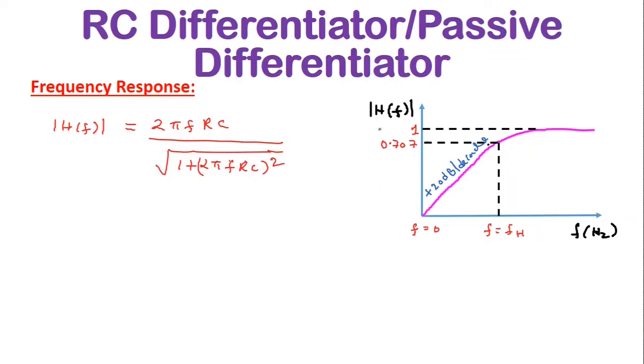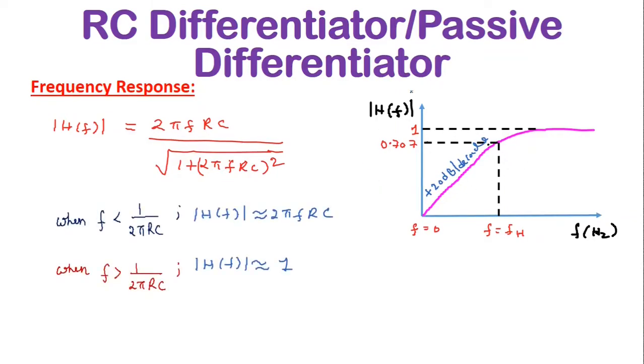From this magnitude response we can derive two equations. If the frequency is less than the cutoff frequency fH, that means when frequency is less than 1 upon 2 pi RC, then the magnitude of H(f) is approximately equal to 2 pi f into RC. And when frequency is greater than the cutoff frequency fH, that means greater than 1 upon 2 pi RC, then the magnitude of H(f) is approximately equal to 1. We can see it from this magnitude response.